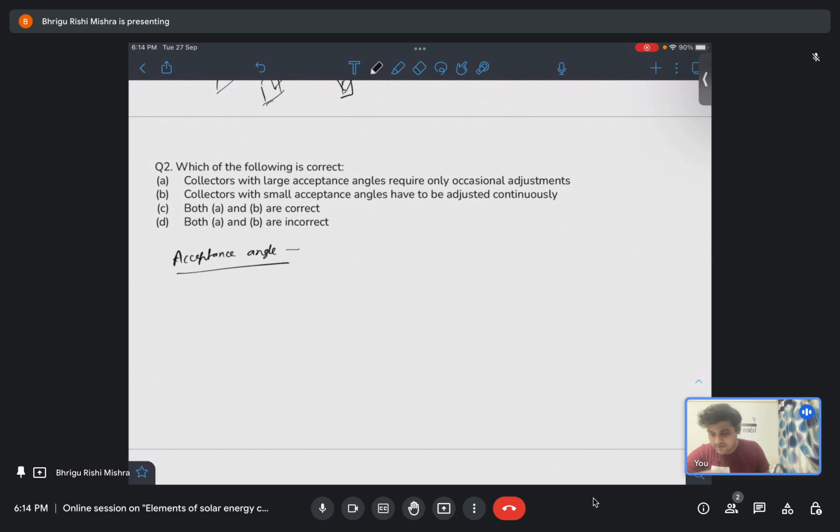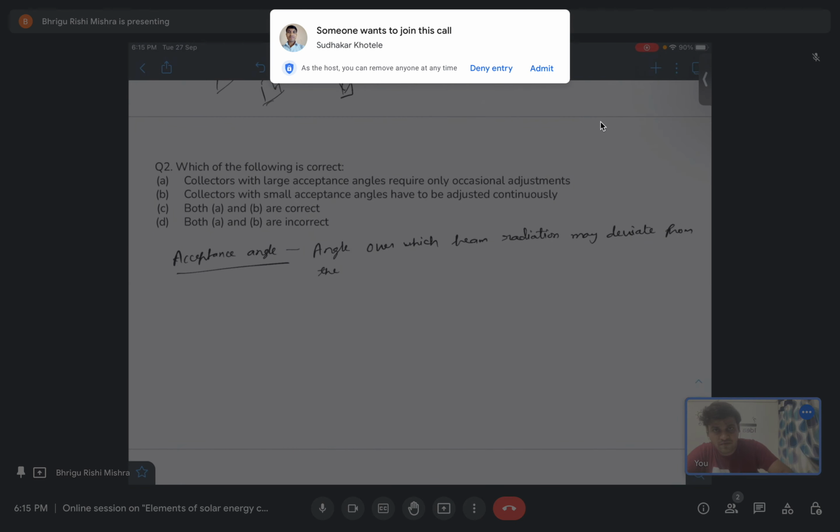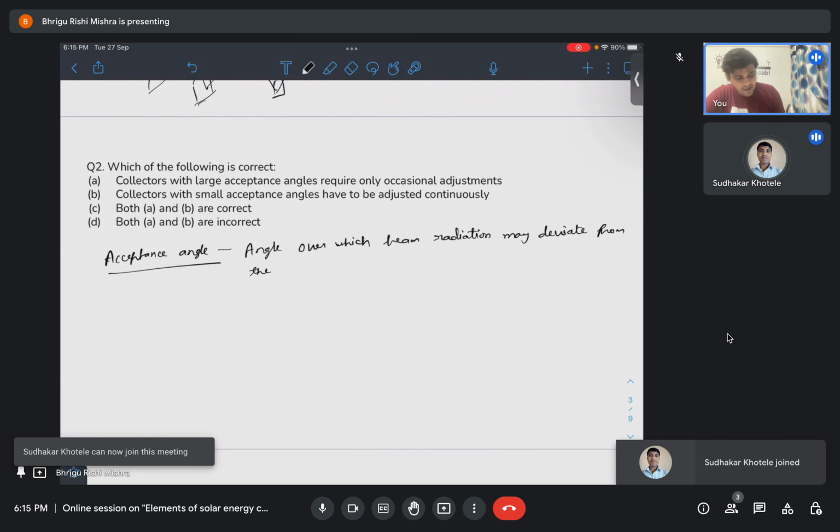Okay, so acceptance angle is the angle over which beam radiation may deviate.